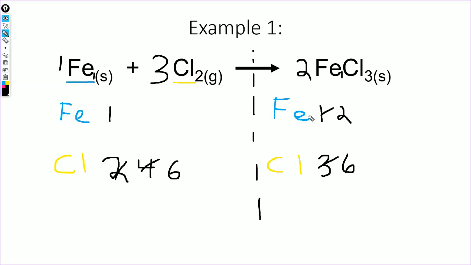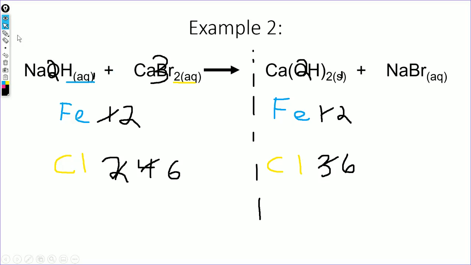Now I want to try and balance iron. I have 2 irons on the right side. If I change this coefficient from a 1 to a 2, now I have 2 times 1, which is 2 irons. And if you look, I have 2 and 6. Everything's balanced. So let's move on to the next example.